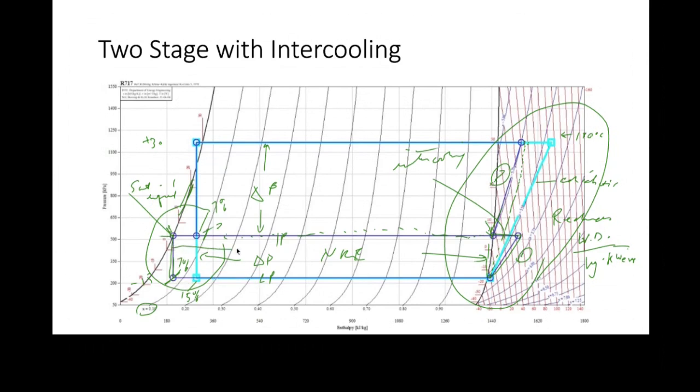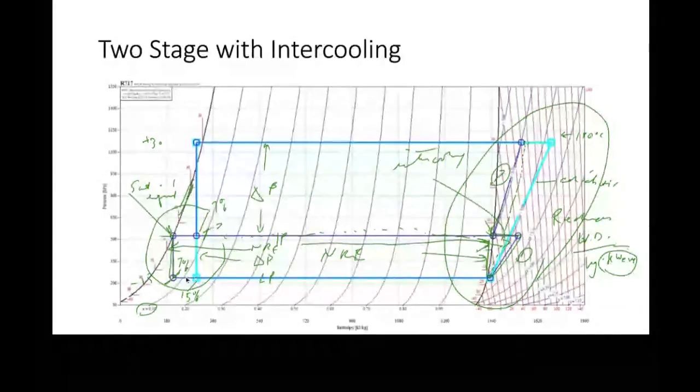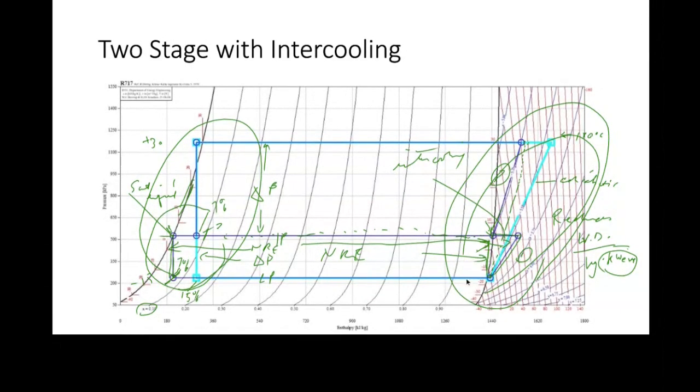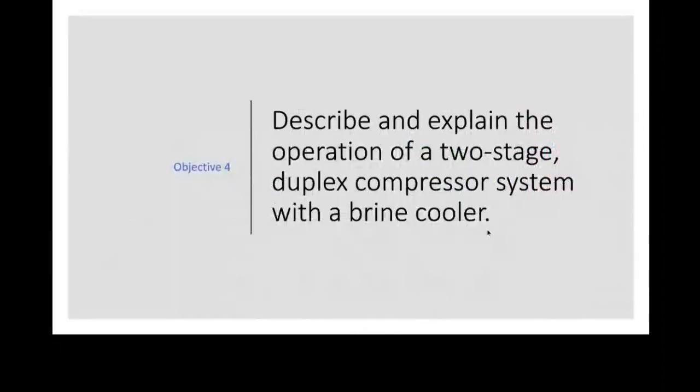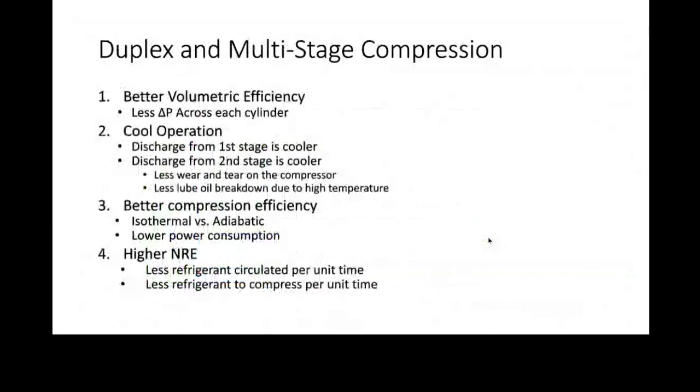And now look what happens to our net refrigerating effect. We got a big increase in the net refrigerating effect so that we circulate less refrigerant per unit time to achieve the same evaporator tonnage, or the evaporator kilowatt. Okay, so we've increased the efficiency by affecting the net refrigerating effect, by intercooling to give us isothermal compression, and we've also improved the volumetric efficiency.